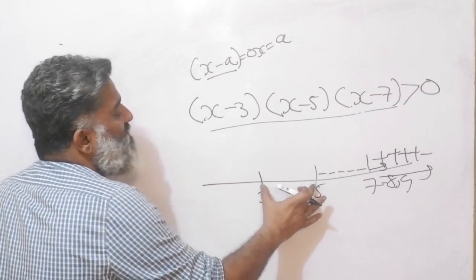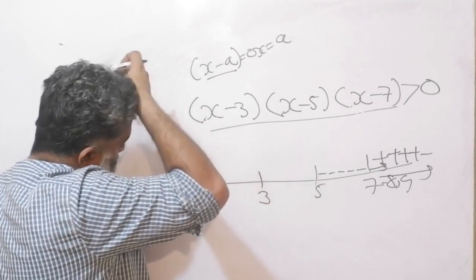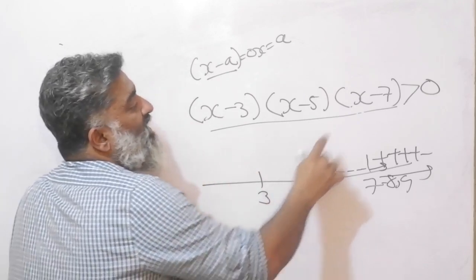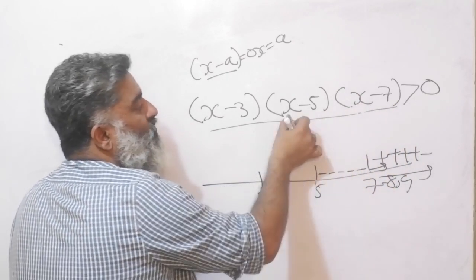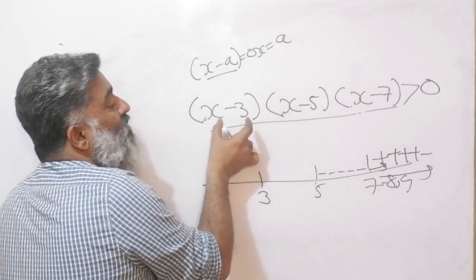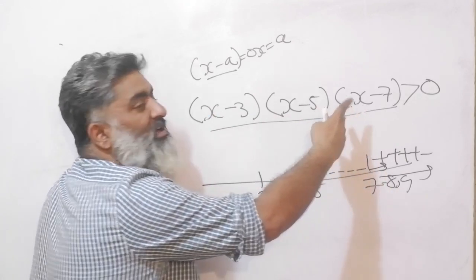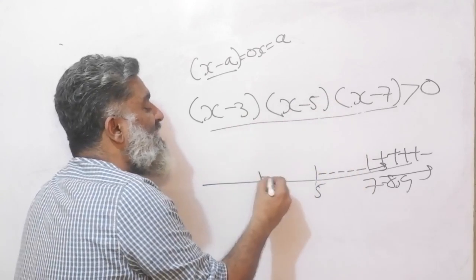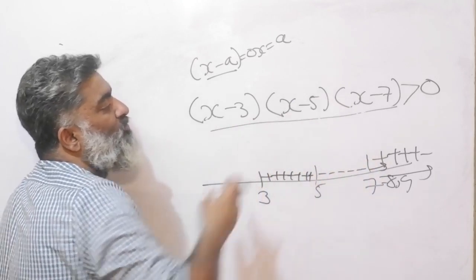Let's go for the region between 3 and 5. What happens there? If I say 4, if you put 4 in the expression, 4 is less than 7. So obviously this will be a negative. 4 is also less than 5. This will also be a negative. But this will be a positive. So there is a positive number and two negative numbers. But two negative numbers multiplied with each other, they become positive. So positive into positive, any value between 3 and 5 will give you a positive output for this expression.